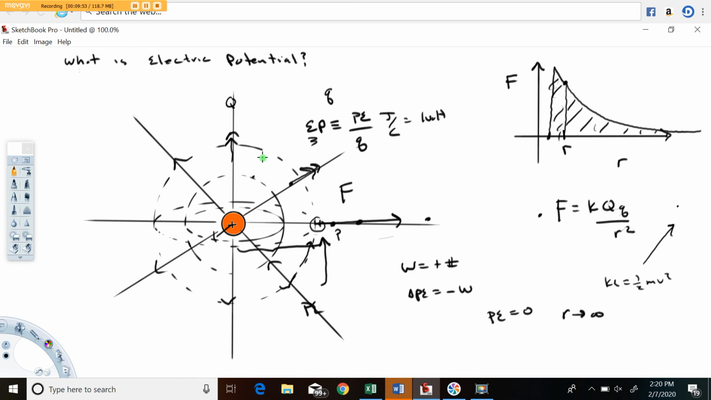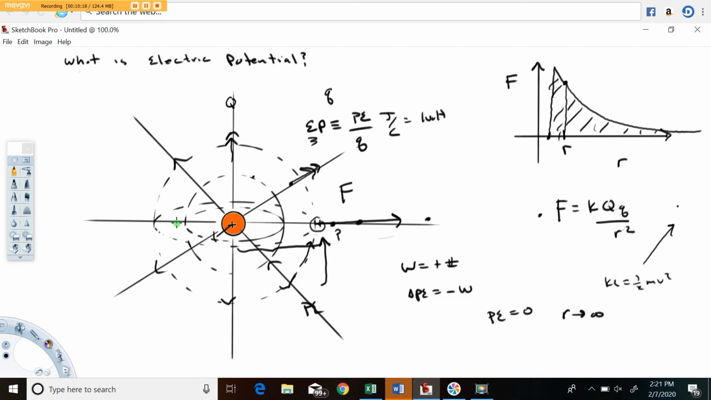And here's where electric potential comes in. It is defined as that potential energy per unit charge. So that's a property of space around this charge. It's actually a property of a spherical surface around it. The further out I go from this charge, the lower the electric potential. The further in I go, the higher the electric potential.